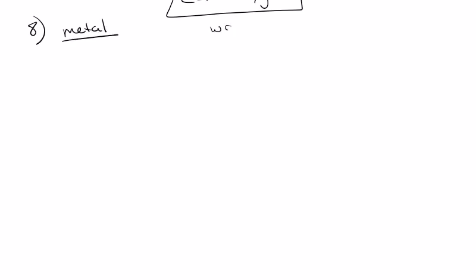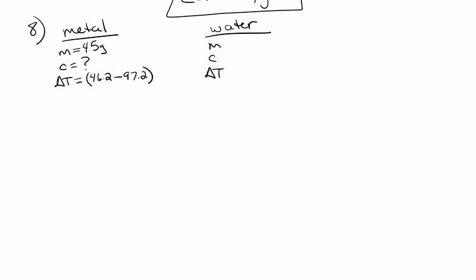Metal, water. MC delta T, MC delta T. The mass of the rock was 45 grams. We don't know what the specific heat was. That's what we're trying to find. Final temperature was 97.2, or excuse me, initial temperature was 97.2. Final temperature of the rock and the water was 46.2. So 46.2 degrees Celsius minus the initial 97.2.